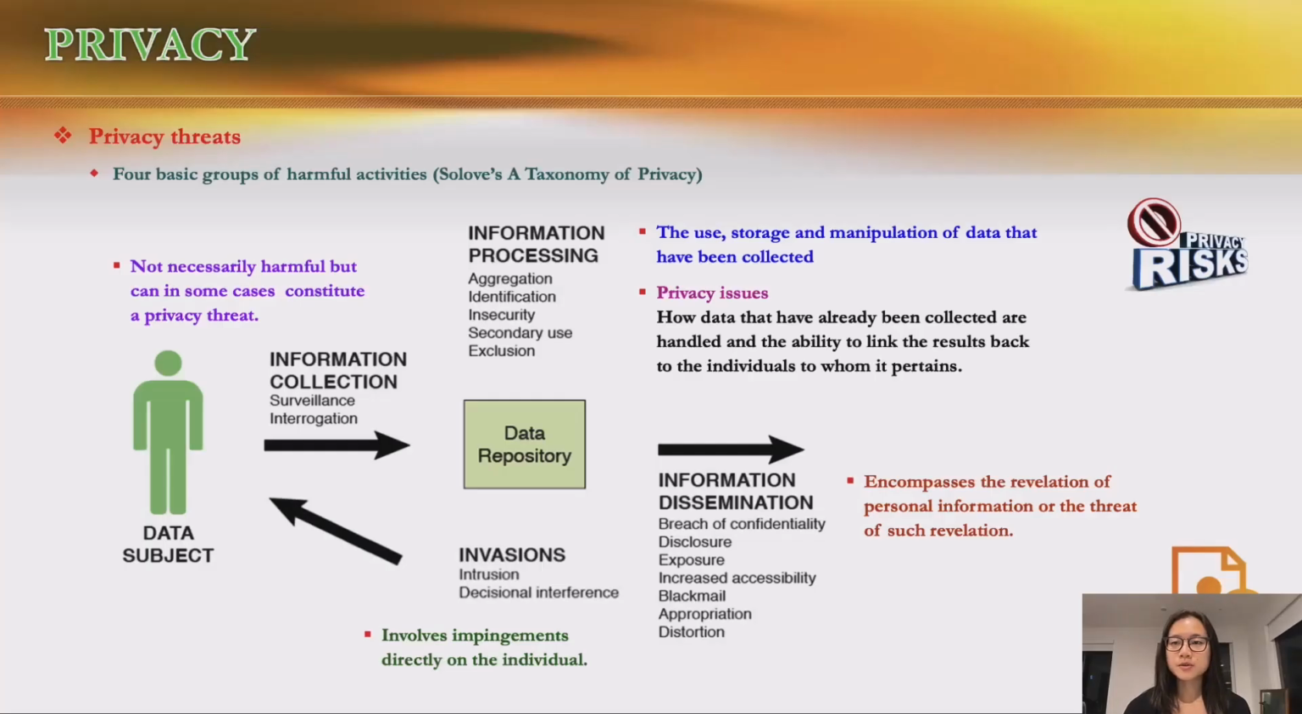To understand the requirements of privacy, the threats must first be identified. One of the most comprehensive lists of privacy threats is the taxonomy of privacy developed by Solove. This taxonomy describes the different kinds of activities that impinge on privacy. It consists of 4 basic groups of harmful activities: information collection, information processing, information dissemination, and invasion.